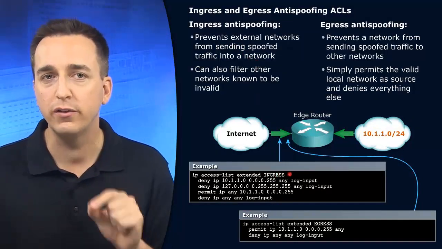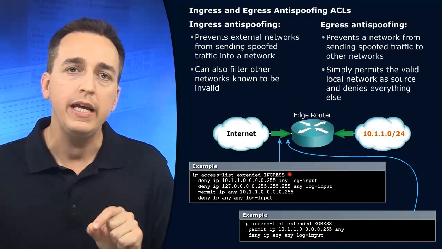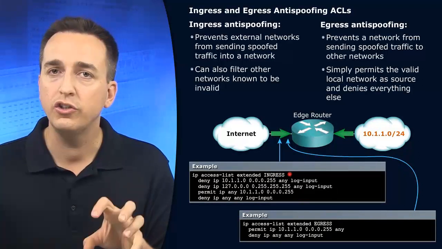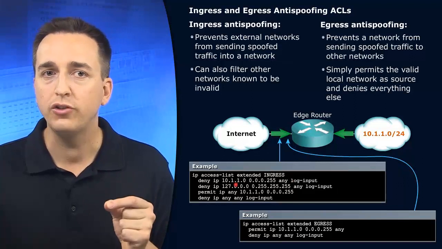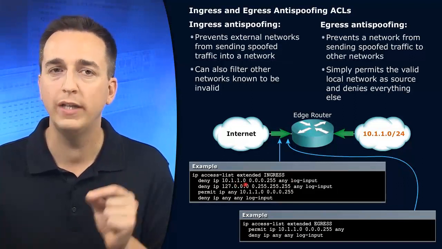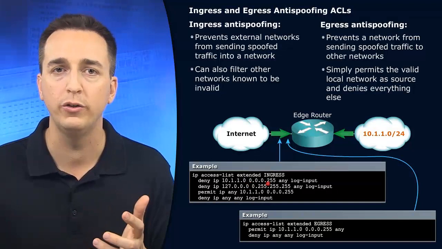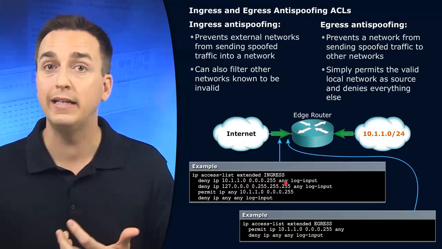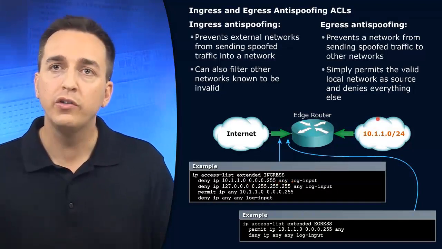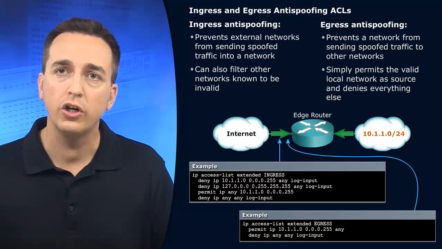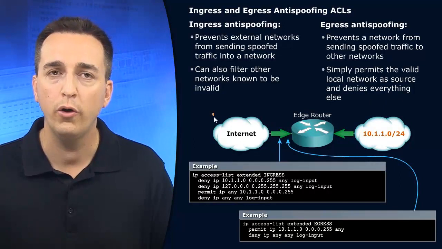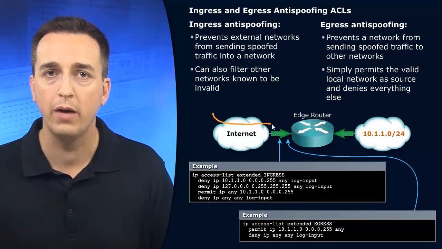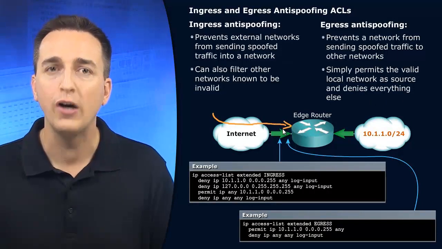So if we look at this configuration down here, you'll see that they have an access control list configured that is denying IP traffic sourced from 10.1.1.0 through 10.1.1.255 going to any destination, and we're logging it. So what this is doing is it's making sure that packets that are sourced from the 10.1.1.0 network coming inbound are denied.